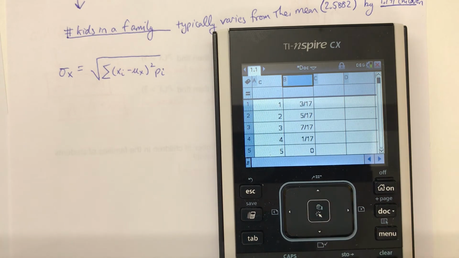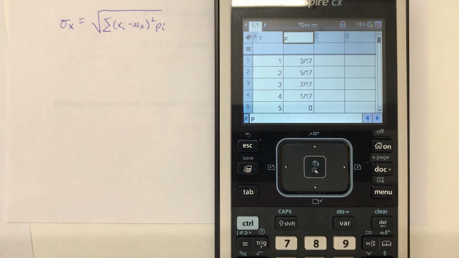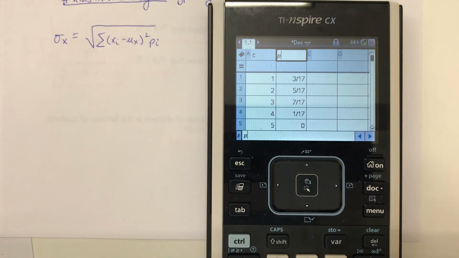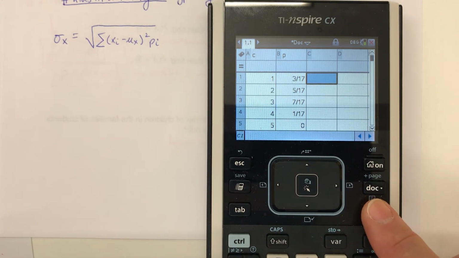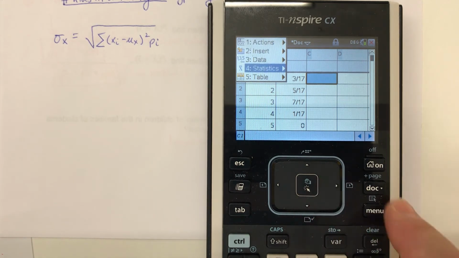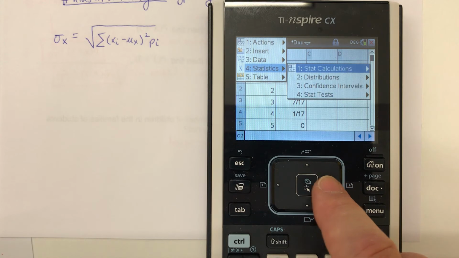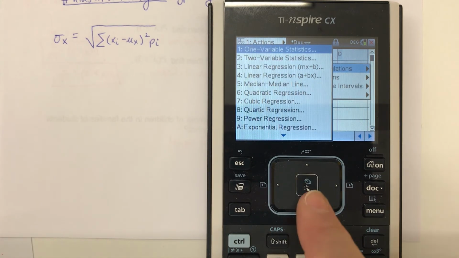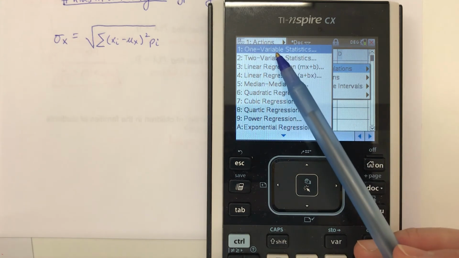And I'm going to name that list P for the probability of that coming up, or that would be the relative frequency. That was another thing we talked about in chapter 1. Okay, now we're going to come next to this. We're going to go into column C, and we're going to go to menu, statistics, and stat calculations, which is that first one. And we're doing one variable statistics.